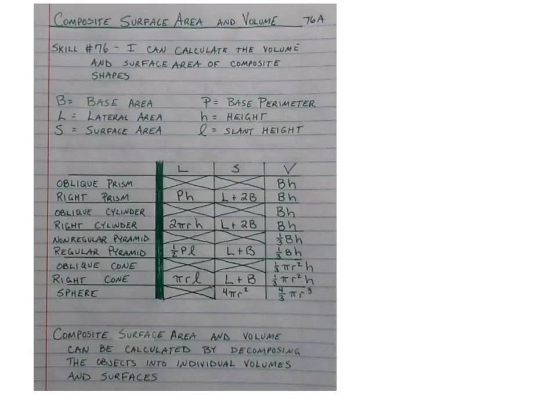So with those we can find composite surface area and volume. And the way we do that is we calculate that by decomposing objects into individual volumes and surfaces. And we'll see this with a diagram on the next page of notes, 76b.